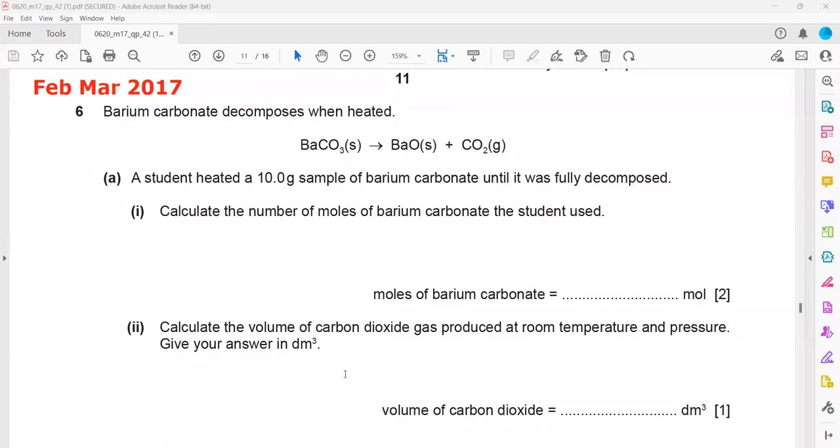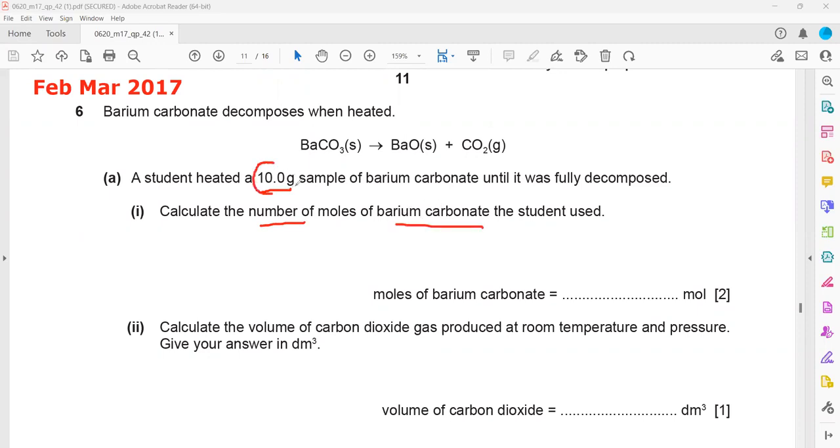So the moles question from the Feb-March 2017 session, the first part. We have barium carbonate, which decomposes when heated. When we supply heat energy to barium carbonate, it decomposes to barium oxide plus carbon dioxide. A student heated a 10 gram sample of barium carbonate until it was fully decomposed. Calculate the number of moles of barium carbonate.